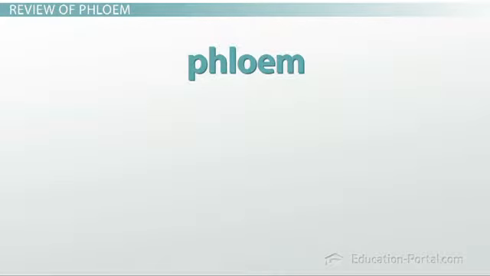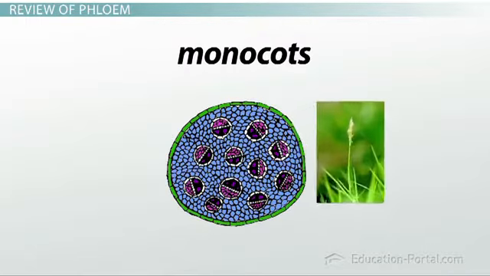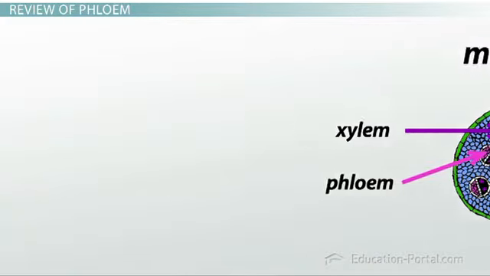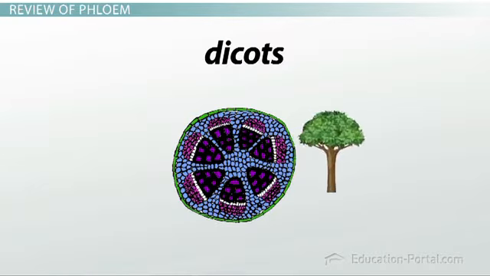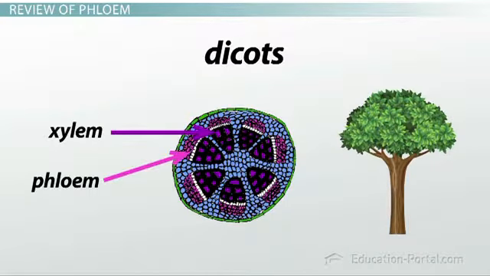You may remember that phloem is found in vascular plants, but not in non-vascular plants. Since phloem is a type of vascular tissue, this presence or absence of phloem makes sense. Within vascular plants, the arrangement of phloem is different depending on the specific type of flowering plant. In monocots, such as grasses, phloem is found in paired bundles with xylem throughout the stem. In dicots, such as trees, the phloem is found in concentric rings. The xylem is on the inside of the ring and the phloem is on the outside of the ring.